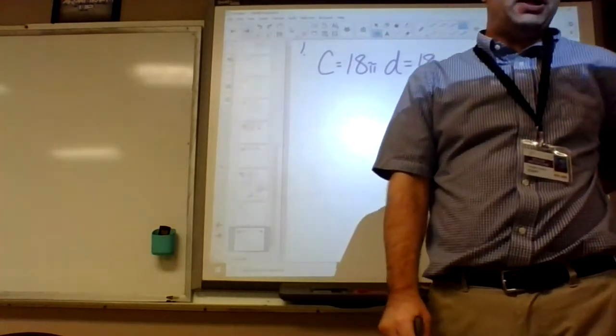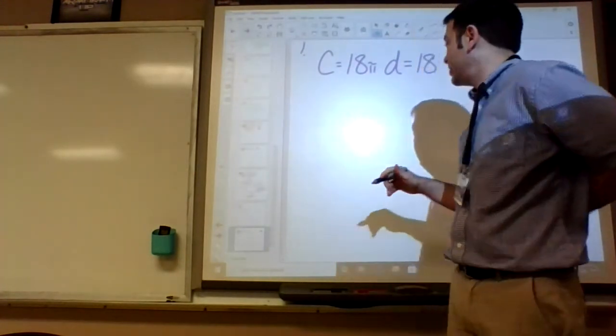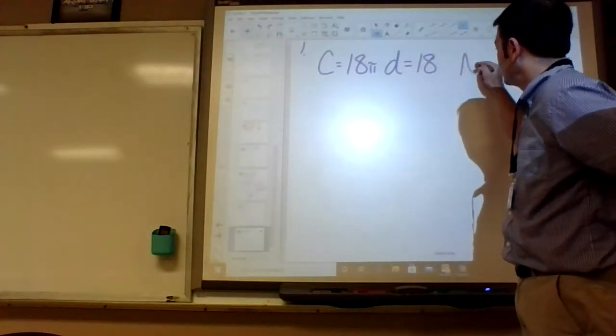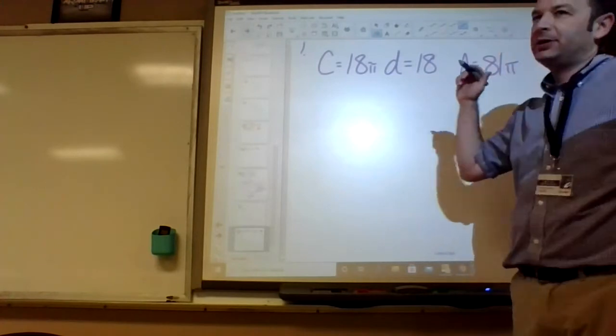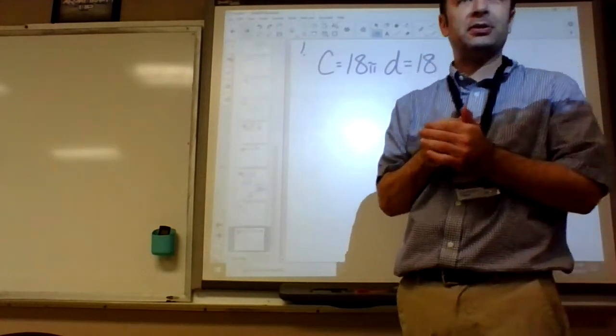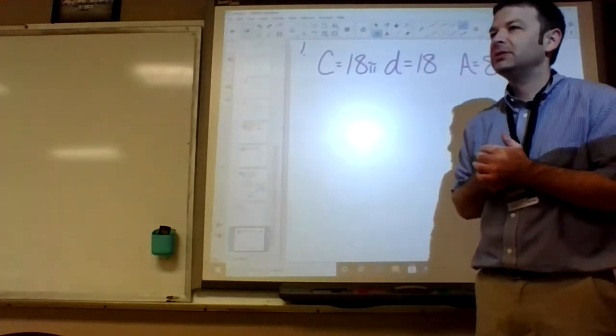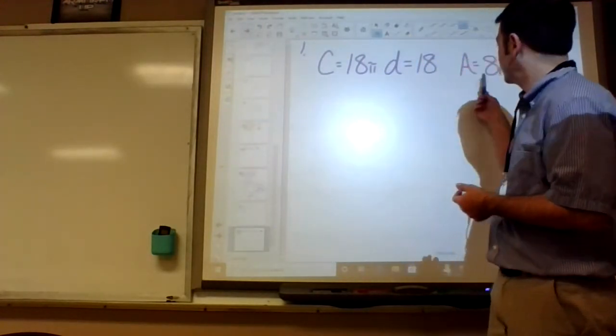Okay, if the radius is 9, go back to the radius. If the radius is 9, what would the area of the circle have to be? 81 times pi. Technically, this would be units squared, but we don't have to write that on this. So for the area, we just did 9 times 9 times pi, 81 pi.